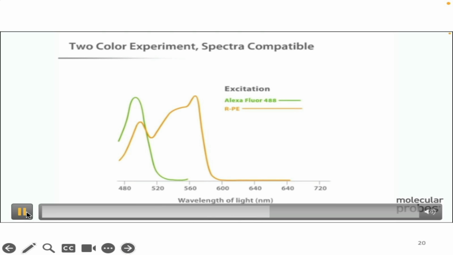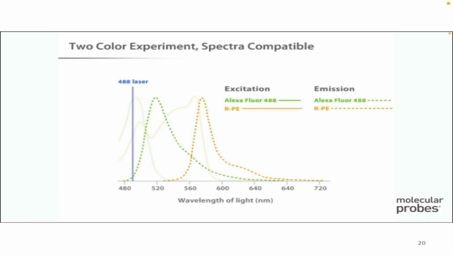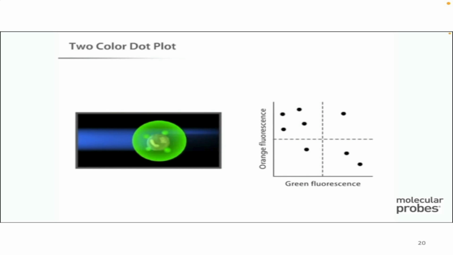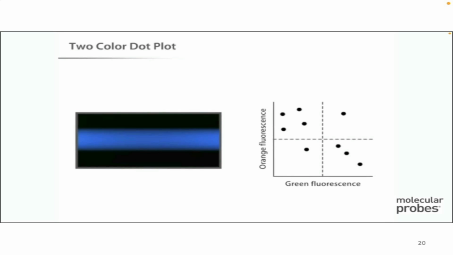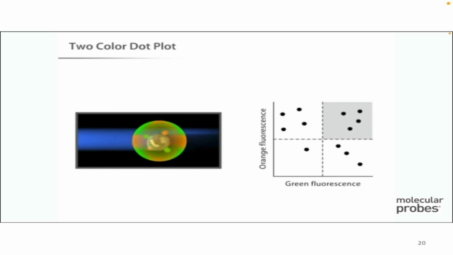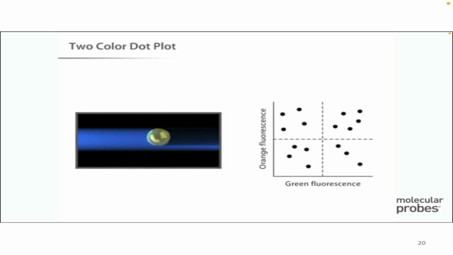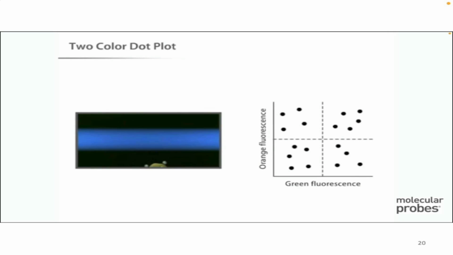What if we want to do a two-color experiment? If we analyze data from the two-color experiment using a scatter plot, 4 distinct populations emerge. Looking at the dot plot in terms of quadrants, cells with only bright orange fluorescence appear in the upper left quadrant. Cells with only green fluorescence appear in the lower right quadrant. Cells with both bright green and bright orange fluorescence appear in the upper right quadrant. And finally, cells with both low green and low orange fluorescence appear in the lower left quadrant. Multiple fluorescence parameters are necessary to dissect complex biological systems.